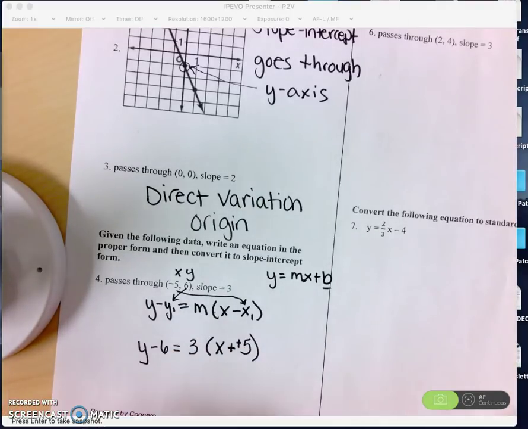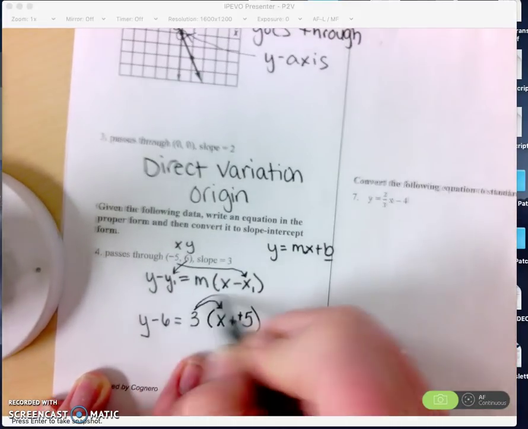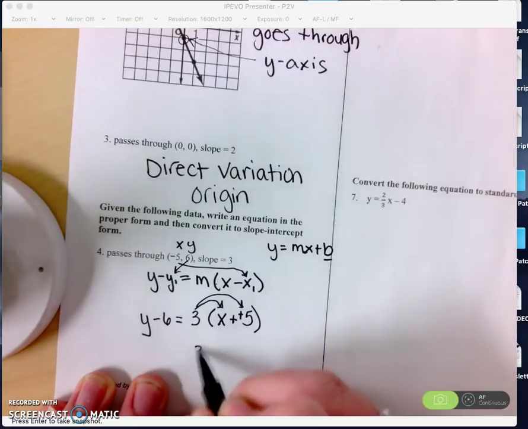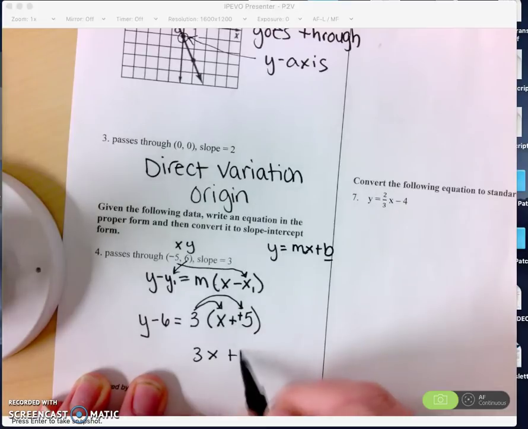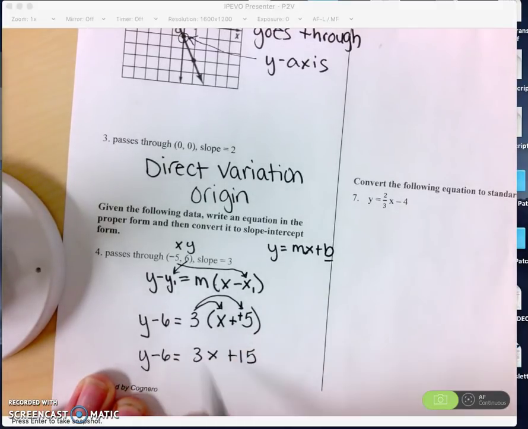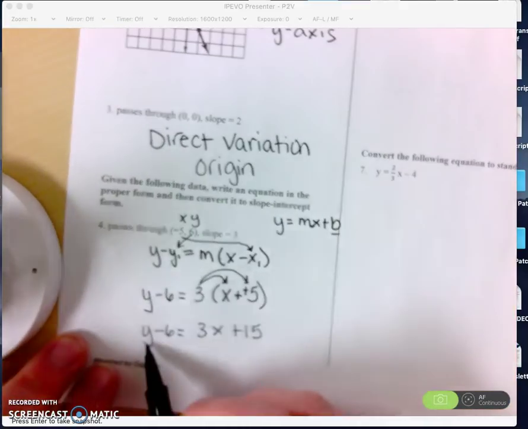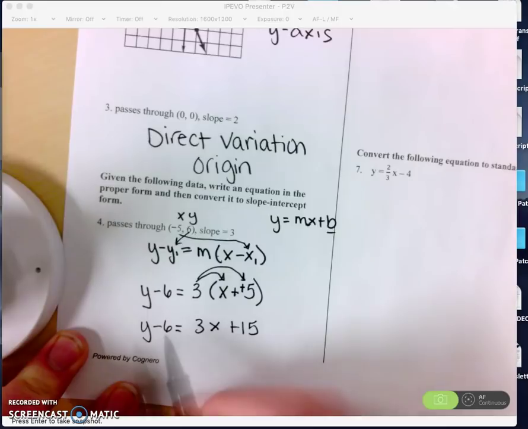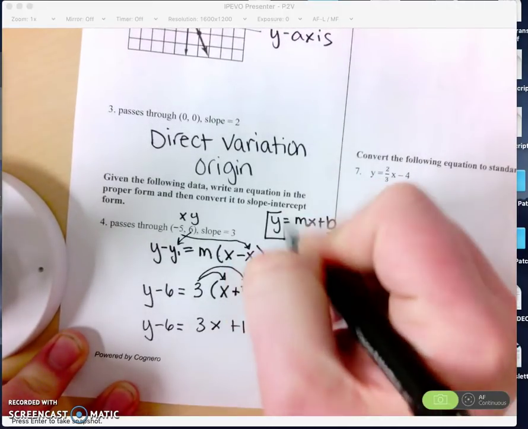Then I have to convert it. The first thing I have to do to convert is to distribute if I have parentheses. So I would need 3 times x, which is 3x, and 3 times 5, which is positive 15. Okay, everything else is going to stay the same. This is another point right here to distribute. Then I need to get it into this form. So I need to get this y by itself. y is already on the left side just like this, but I need nothing else. I just need y by itself.